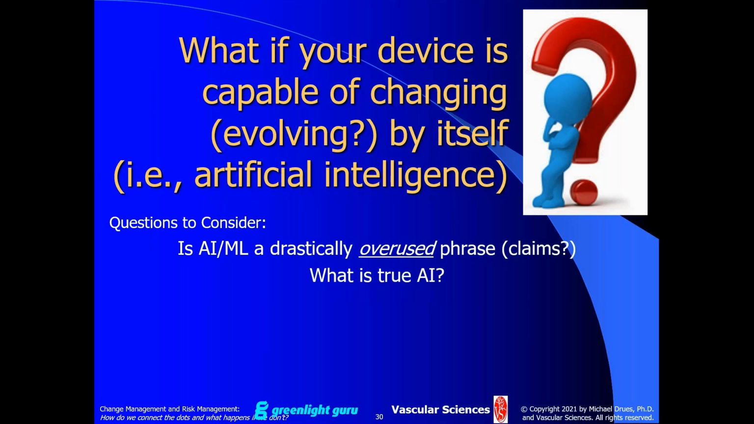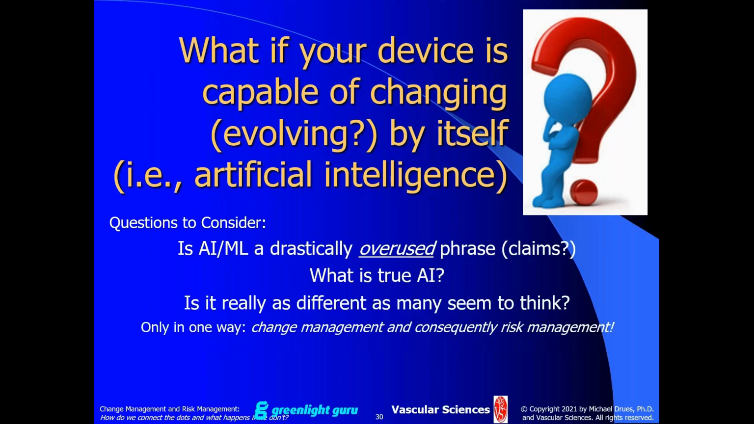So true artificial intelligence, and by this definition, there's very, very few products out there that are truly artificially intelligent. True artificial intelligence is the ability to learn, change, and evolve over time without any input from the outside world. So is this really any different, as different as so many people think?